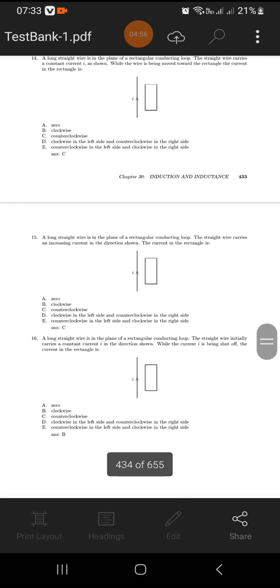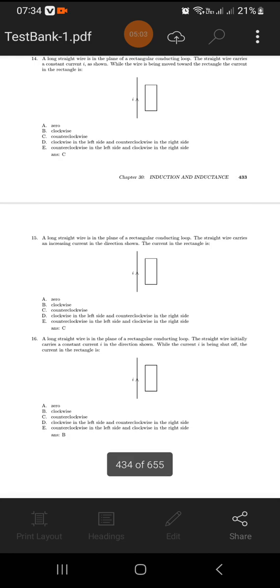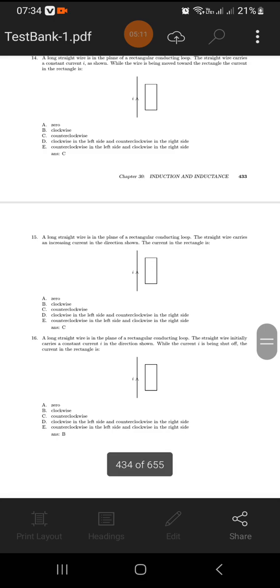A long straight wire is in the plane of a rectangular conducting loop. The wire carries a constant current I, as shown. While the wire is being moved towards the rectangle, the current in the rectangle is counterclockwise.